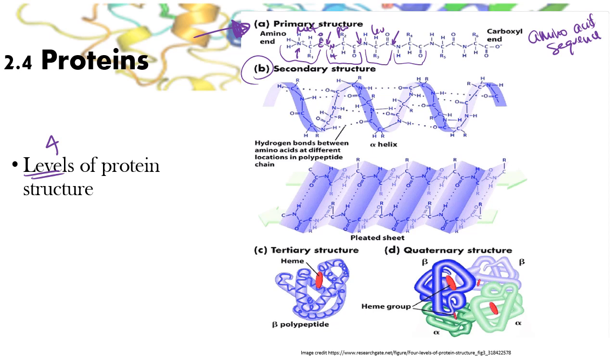The secondary structure comes in 2 forms. It can be either alpha helix or beta pleated sheet. Alpha helix or beta pleated sheet. Both of these are held together by hydrogen bonds. Hydrogen bonds are forces of attraction due to a partial positive thing someplace and a partial negative thing someplace else.